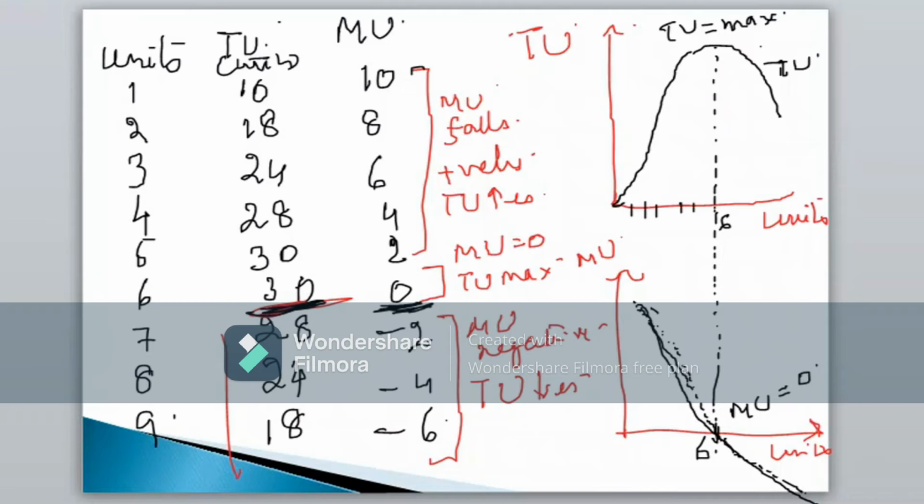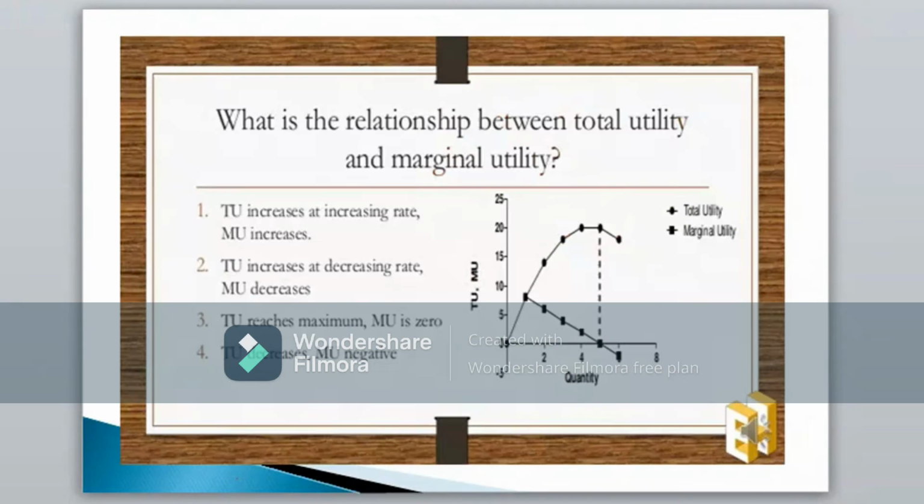Inverted U means upside-down U. And marginal utility is taking the shape of a downward sloping curve. Can you see? I have just interpreted the table into a diagram. From this diagram, we will make a relationship between total utility and marginal utility. Write down the relationship. Give a heading: relationship between total utility and marginal utility.